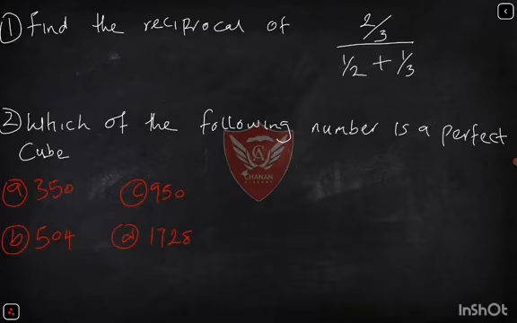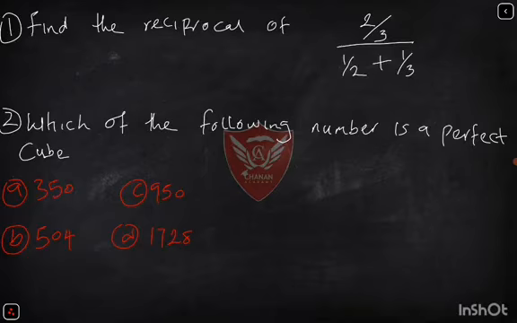By the end of the class, you should be able to solve questions like this. Find the reciprocal of 2 over 3 all over 1 over 2 plus 1 over 3. And also a question like, which of the following numbers is a perfect cube? A, 350, B, 504, C, 950, D, 1728. So by the end of the class, you'll be able to solve these questions.